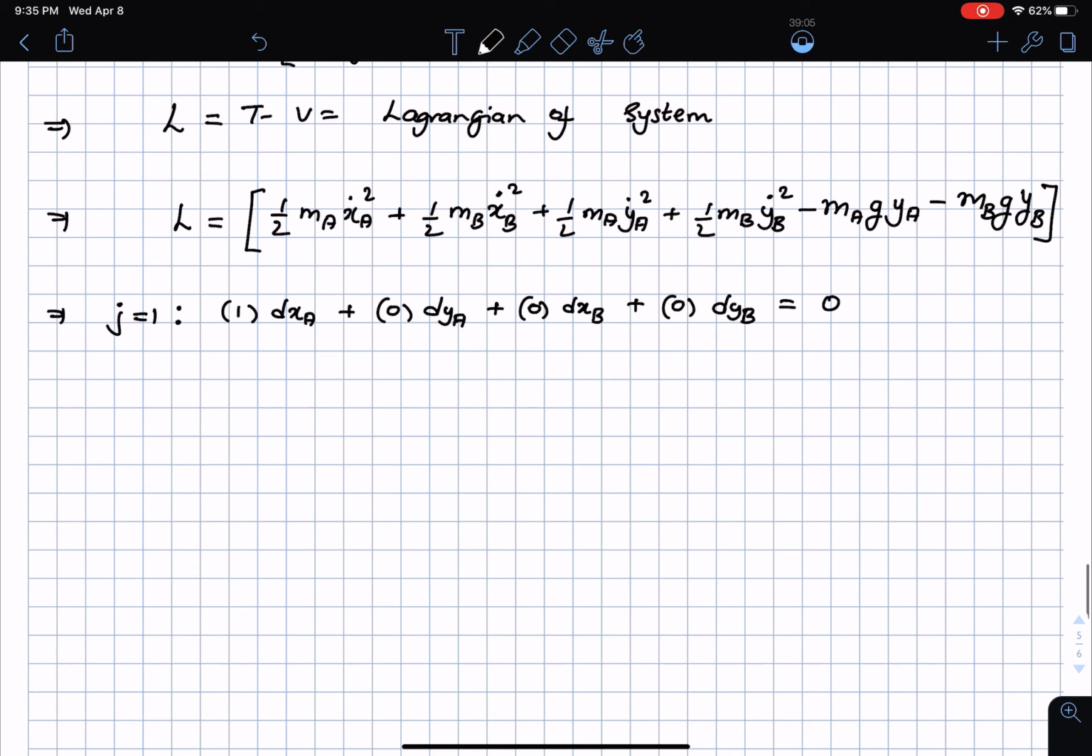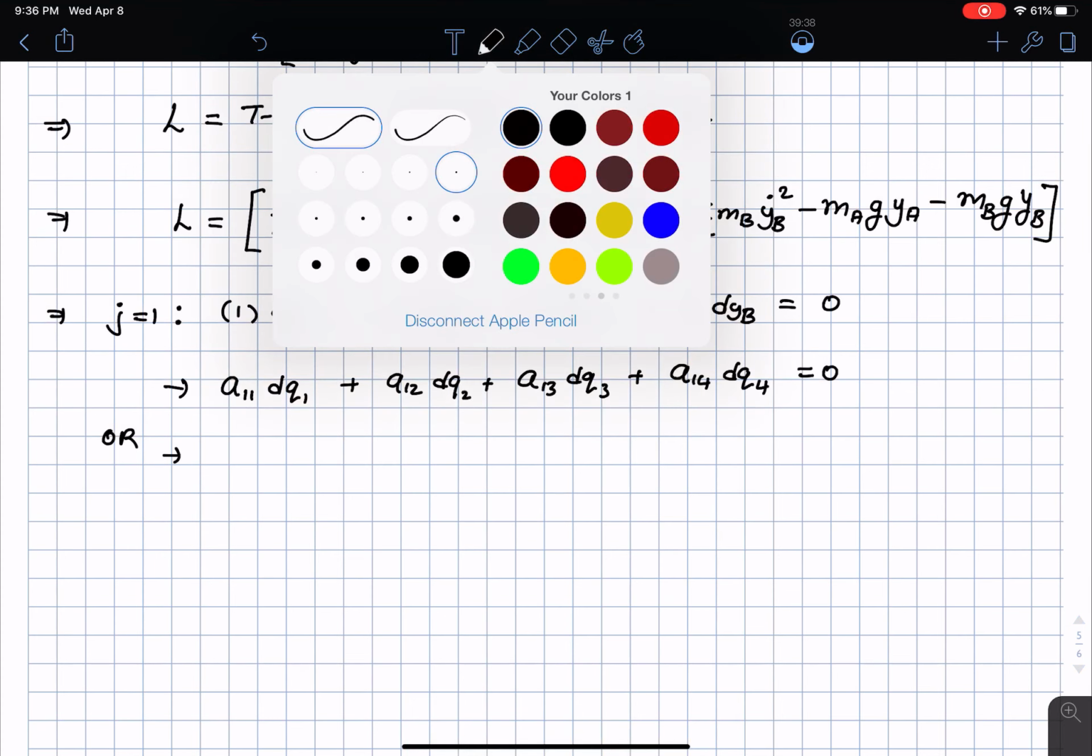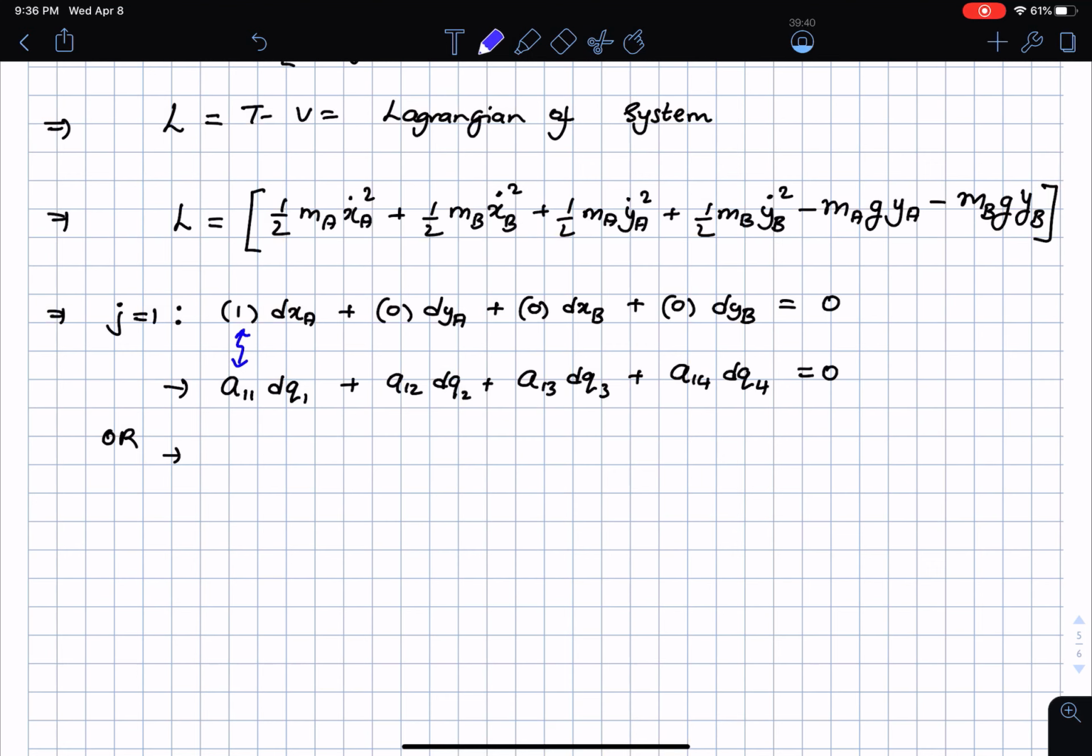Okay, and if I write this in the Pfaffian form, if I compare it, this is going to be a11 dq1, a12 dq2, a13 dq3, a14 dq4 is equal to 0, or I can write this as a1 xa and a1 ya, a1 xb, a1 yb, and so on. It's not necessary, but if I just do the comparison of the coefficients, I get the following.